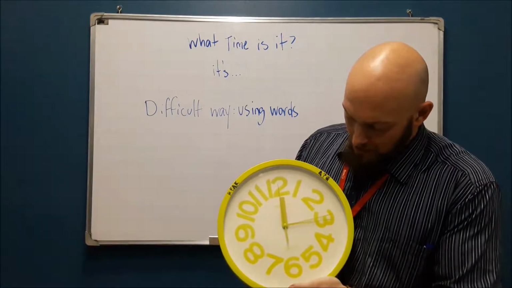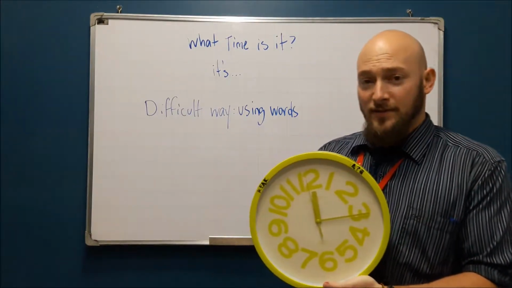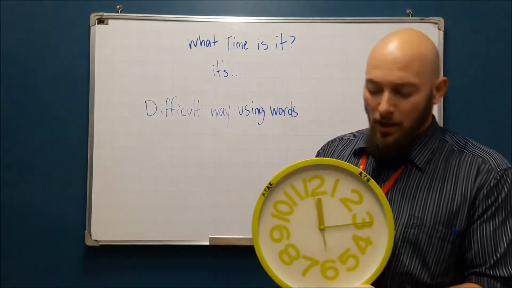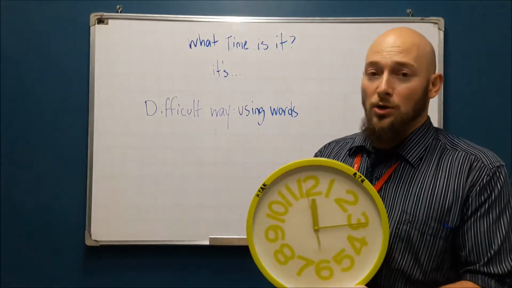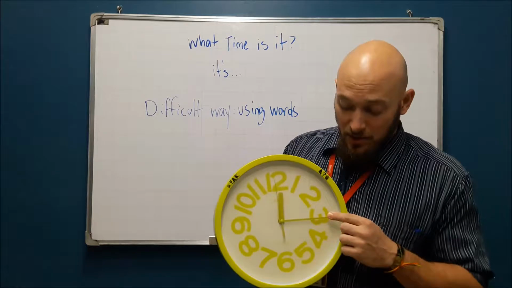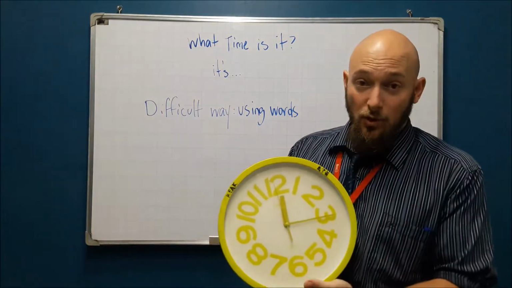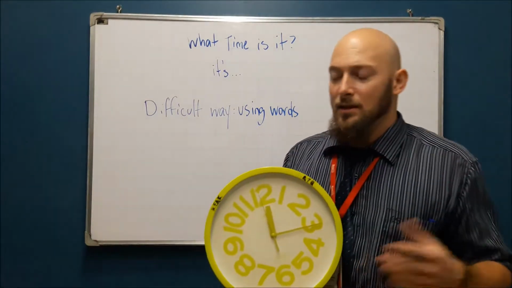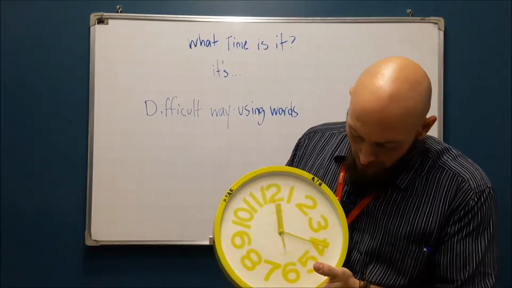Okay? Over here we have the easy way, 12:15. It's 12:15, or the difficult way, quarter past 12. Always want to indicate this part first. So this is the quarter, and it's past 12. Quarter past 12. Not 12 quarter past. It's quarter past 12. Okay?